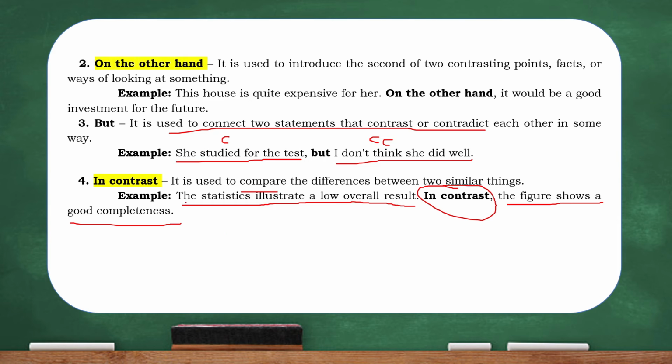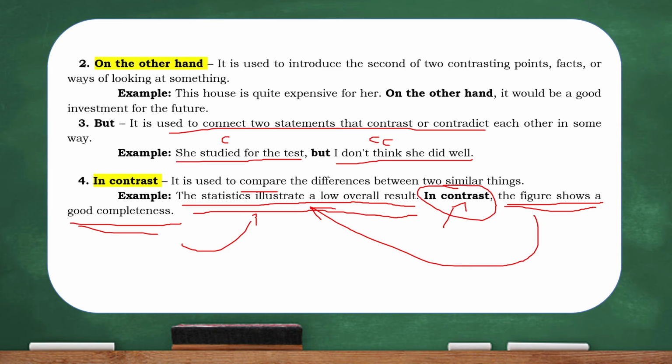Here we have the claim, the statistics illustrate a low overall result. We use the word in contrast to oppose the idea of the first sentence. The idea in sentence 2 is against the idea of sentence 1. That's why this is counterclaim. Sentence 2 is counterclaim, while sentence 1 is the claim. We use the word in contrast for us to be able to oppose the idea.